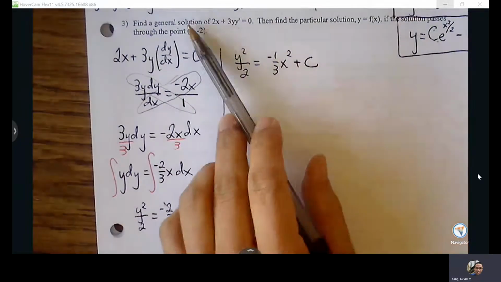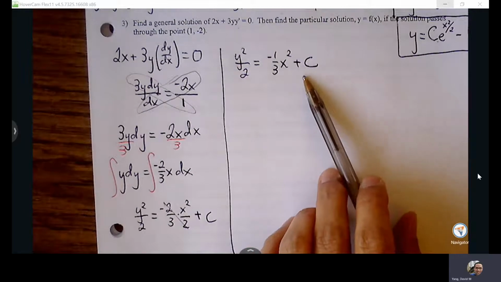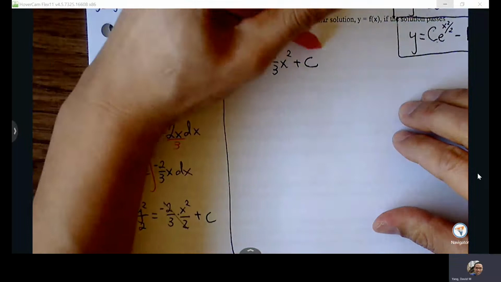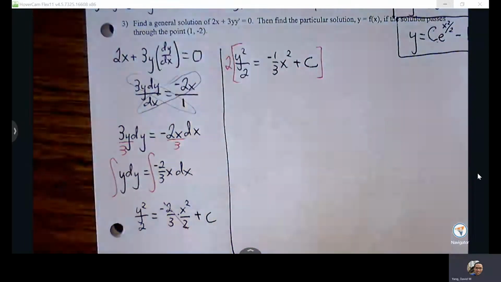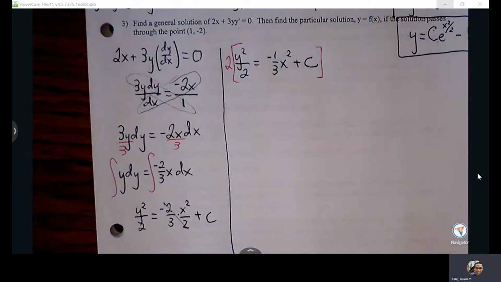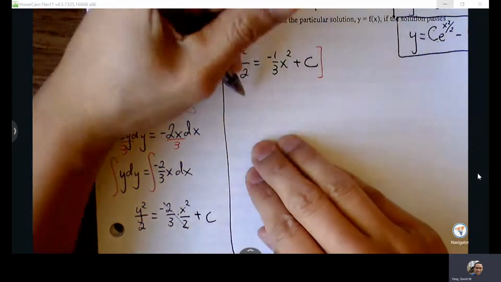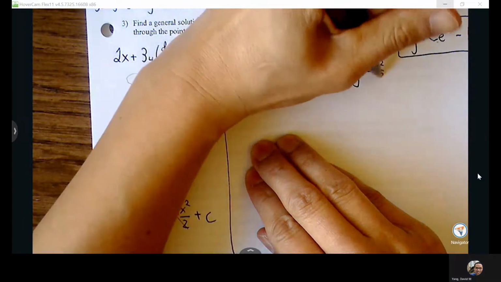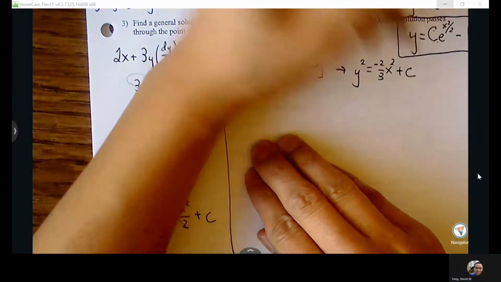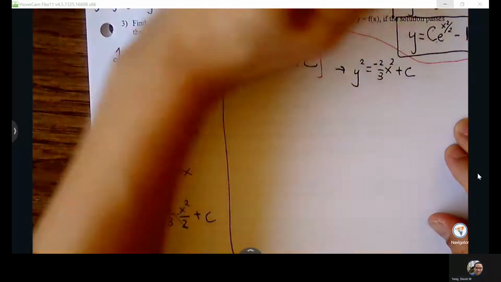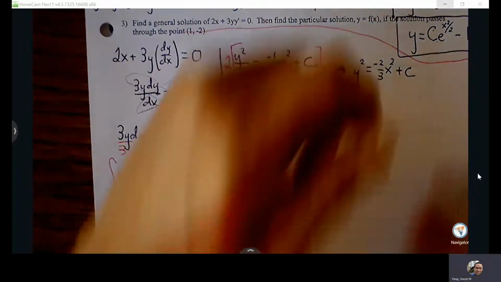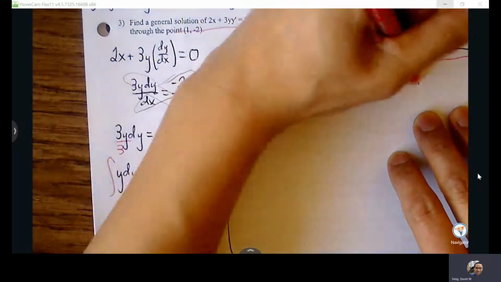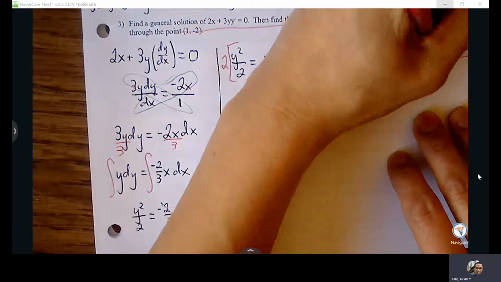Right now we just want to target the general solution. So what else can I move? The 2. Dividing by 1/2 is the same thing as multiplying by 2. Distribute the 2 through. So y squared equals negative 2/3 x squared plus c. Now we can finish part A and call this the general solution.